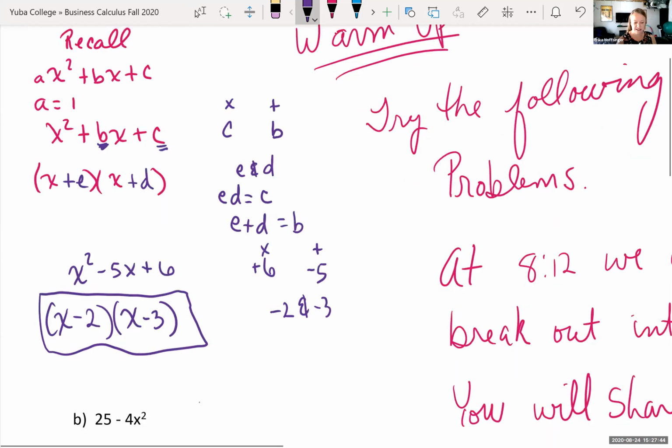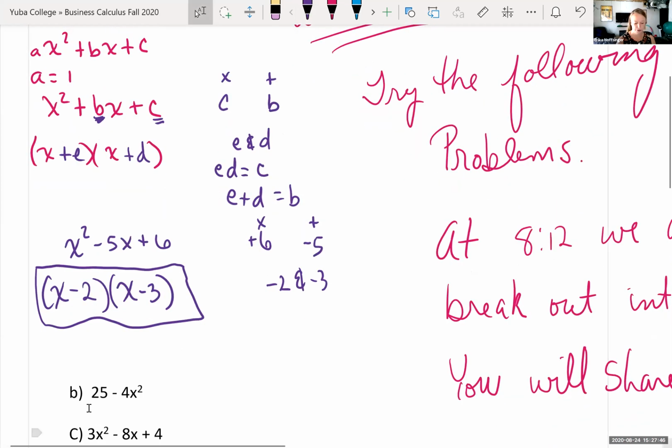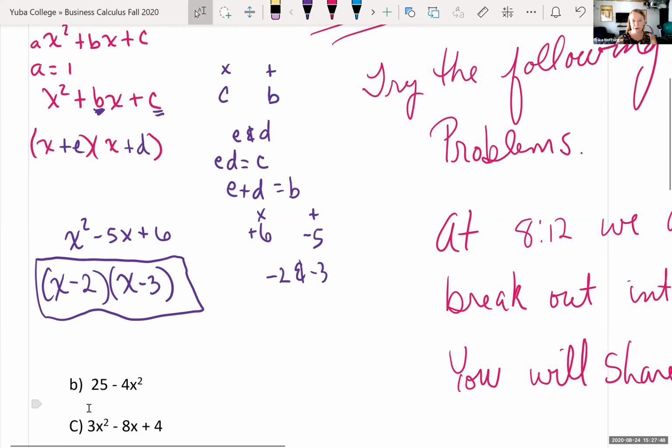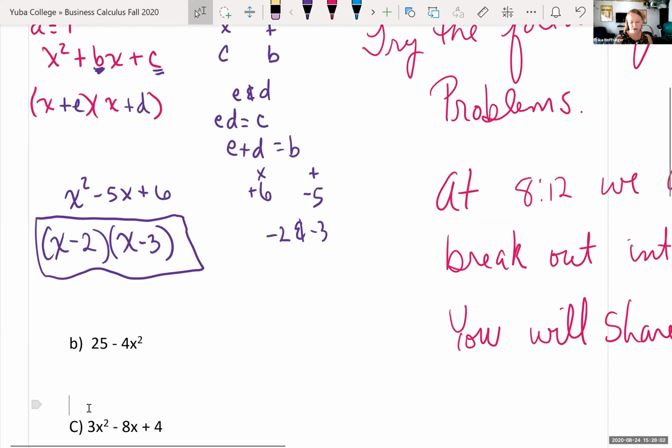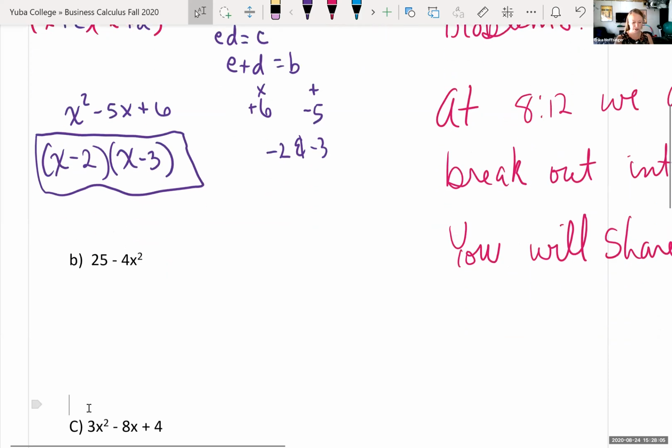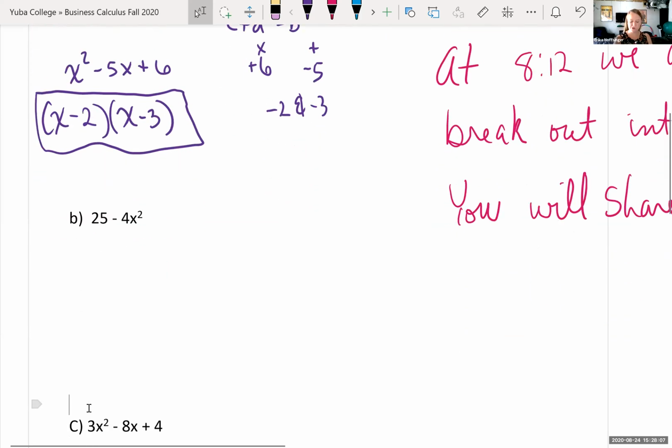Okay, so the next example, trying to factor, again, you want to look to see if there's anything in common with all the terms. This one is called a binomial because there's only 2 terms. And 25 and the term negative 4x squared don't have anything in common. So if you have 2 terms, I look at it to see if I have a difference of squares.